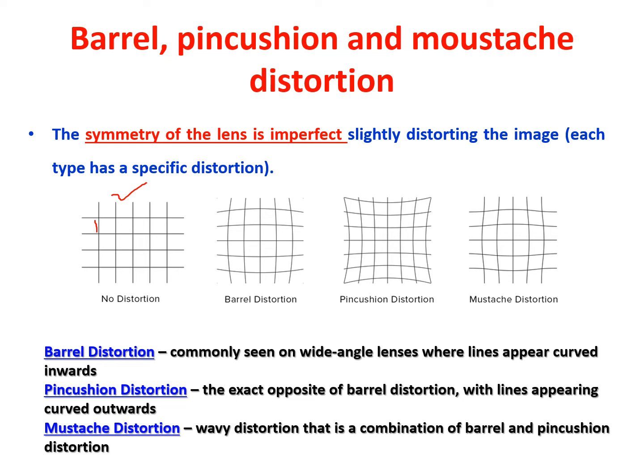The first one is barrel shaped. See here, this one is a barrel shaped one, commonly seen on a wide angle lens where lines appear curved inward. See, these are the lines that appear curved inward. This looks like a barrel shape. See here, this looks like a barrel shape. See like this.